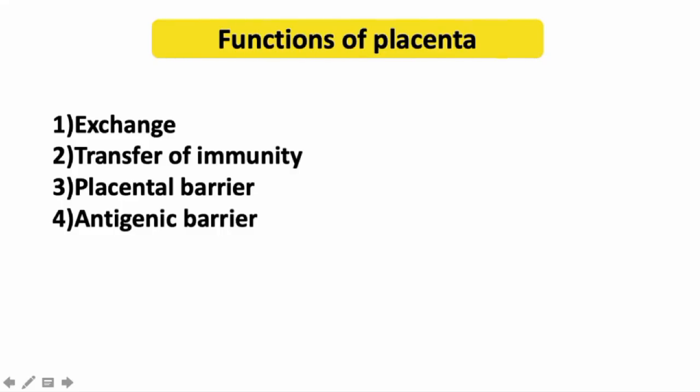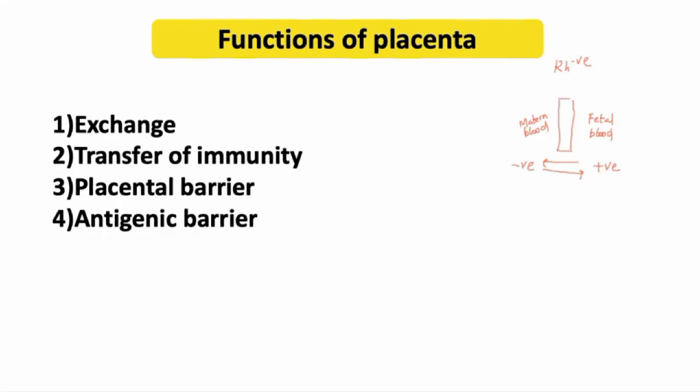The antigenic barrier is very important because with the help of the placenta, both the maternal blood and the fetal blood are separated. What happens if they mix together? Let's take the example of Rh negative pregnancy. If the mother is Rh negative and the fetus is Rh positive, if there is no placenta and there is mixing of the blood, this leads to a grave condition called erythroblastosis fetalis, or immunohemolytic disease of pregnancy.